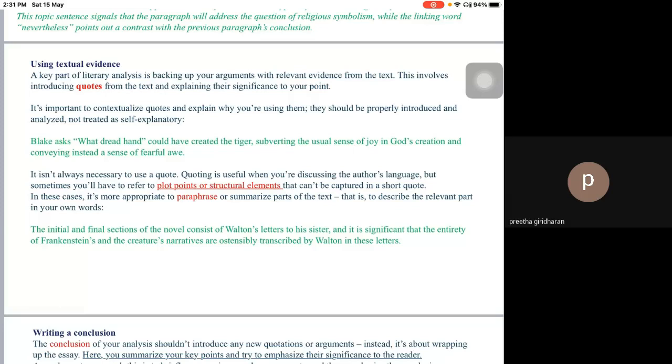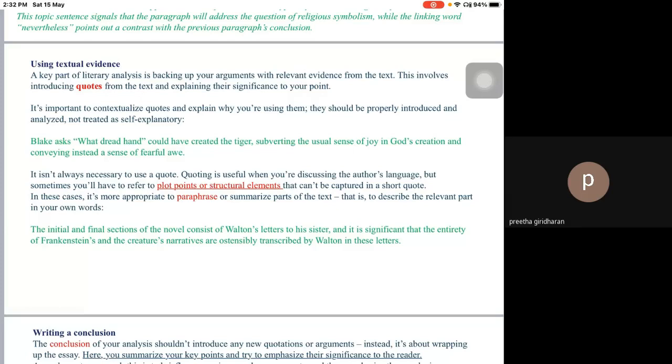So look at this, we have used a quote there, a small quote. It's an example of a small quote that has been used there. See, Blake asks, "what dread hand"... Within quotations, you begin the quote marks and you end the quote marks. That's also important, okay? "Could have created the tiger," subverting the usual sense of joy in God's creation and conveying instead a sense of fearful awe. So when we use that quote there, we have not just dropped it there without any context, right? We have explained it. The rest of the sentence explains that there's a sort of subversion happening. We are here filled with a sense of fearful awe rather than a jubilant joy in God's creation. That is explained there. So this is how we use a quote.